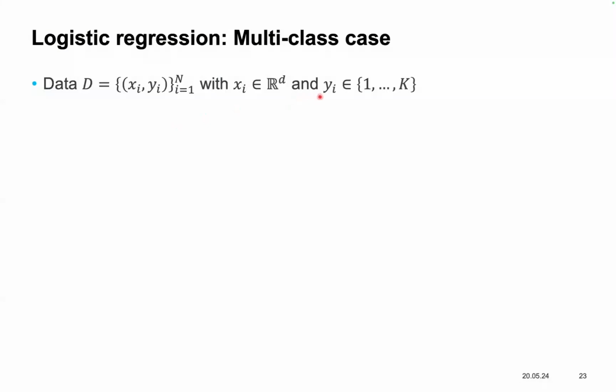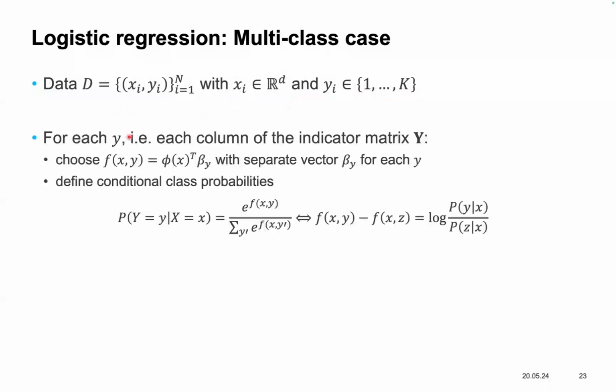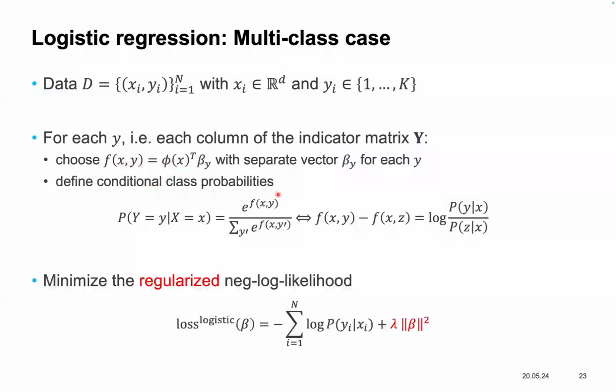Now for the multi-class case, again, remember we have k many different classes. For each column of our indicator matrix, we choose a corresponding weight vector and then define conditional class probabilities. So that's what I've shown you before. And now what we want is a loss which is optimal. And not only is the loss encoded here in this probability, I should maybe have added the beta as influencing this probability.